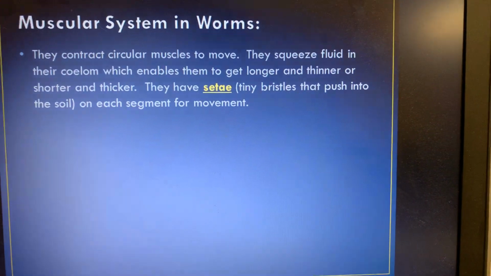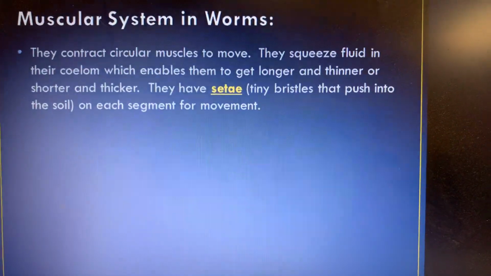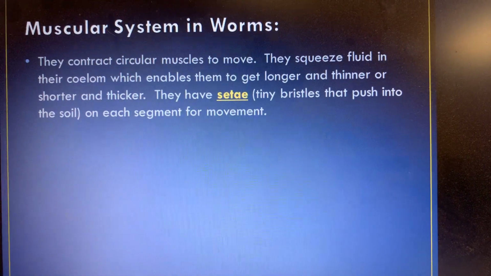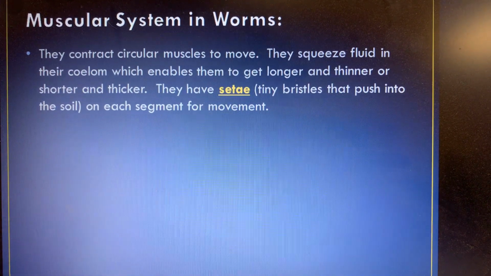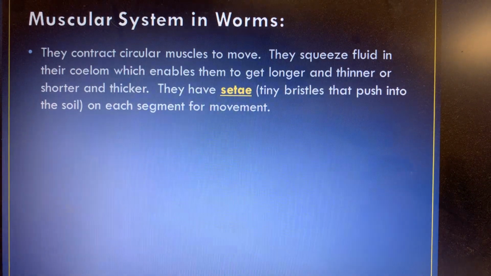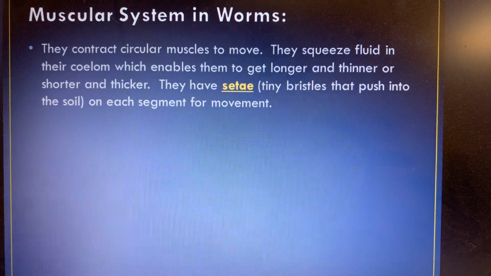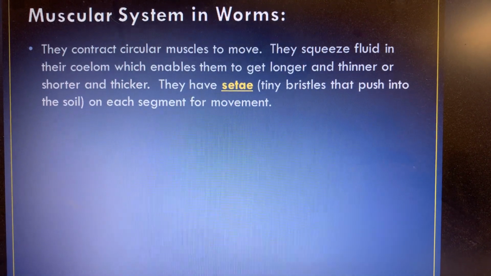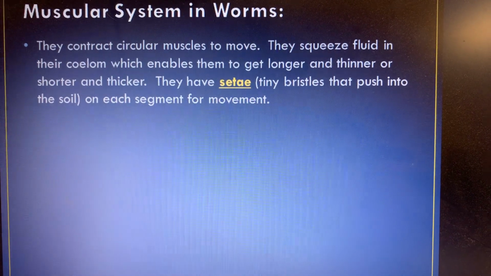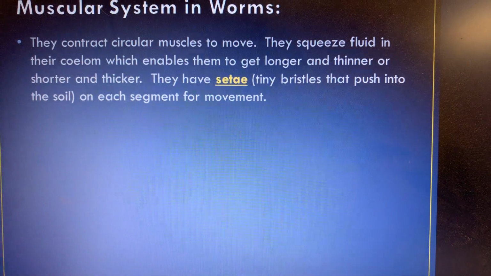Muscular system. They have these interesting circular muscles that they use to squeeze the fluid in the coelom, and it enables them to grow long and thin, or scrunch up and get short and thick. And if you ever watched a worm wiggle and move, you'll notice that type of movement.